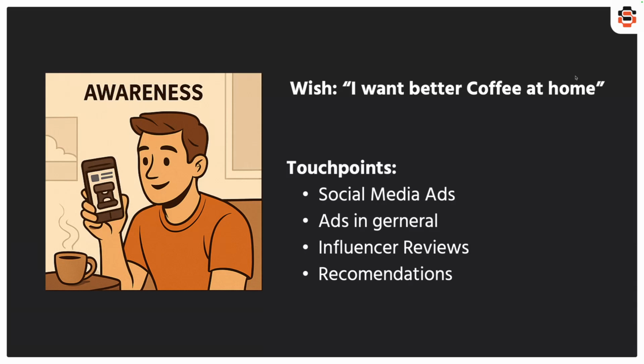We have a wish. He wants better coffee at home. For example, this can be triggered by a social media ad where he saw someone making a good coffee with a new espresso machine. Maybe he saw a movie last night and there were TV commercials, so you have a coffee machine in the TV commercial and he thinks, well, maybe I need to buy one. Often influencer reviews bring people to buy or to think about a new purchase. And maybe he also was at a friend's house where the coffee was way better than the coffee at his house. So it was a personal recommendation from friends and family.